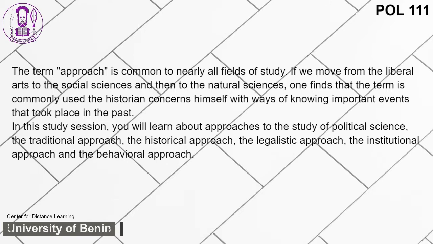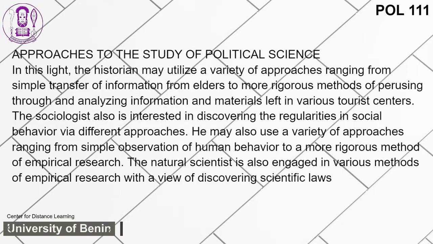In this study session, you will learn about approaches to the study of political science: the traditional approach, the historical approach, the legalistic approach, the institutional approach, and the behavioral approach. Approaches to the study of political science. In this light, the historian may utilize a variety of approaches ranging from simple transfer of information from elders to more rigorous methods of perusing through and analyzing information and materials left in various tourist centers.